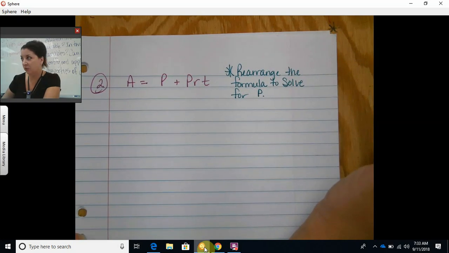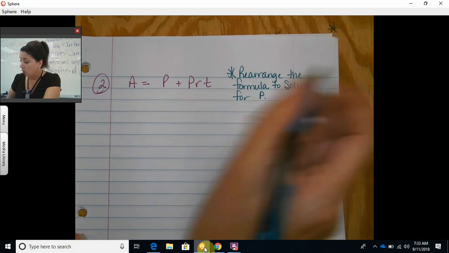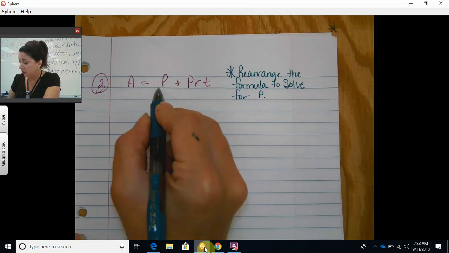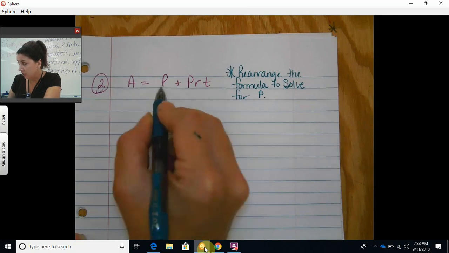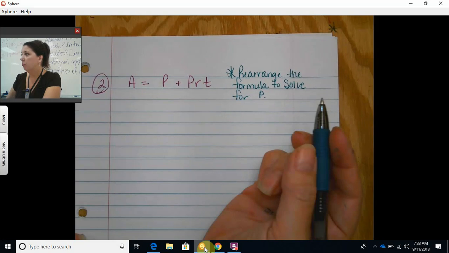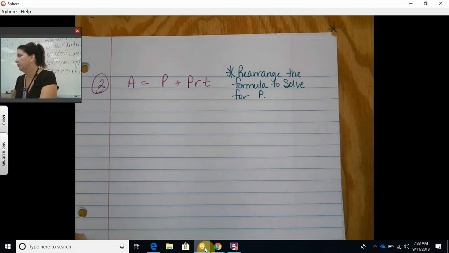Anybody have any ideas of what we might want to do? There's several things you could do, but to get to the answer the quickest... Any ideas? Well, if we divide by RT, we'll have to divide every term. So that means we'd also have to divide this P by RT, so we're going to be creating a fraction. Not that you couldn't, but it would be making it more to do. You know what I'm saying?